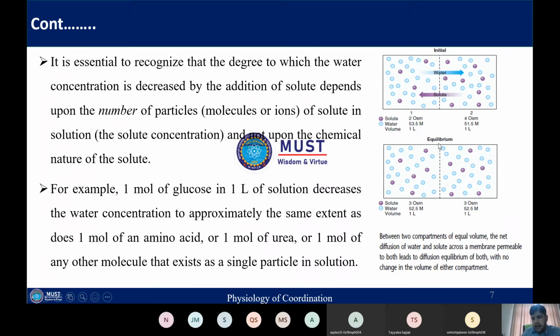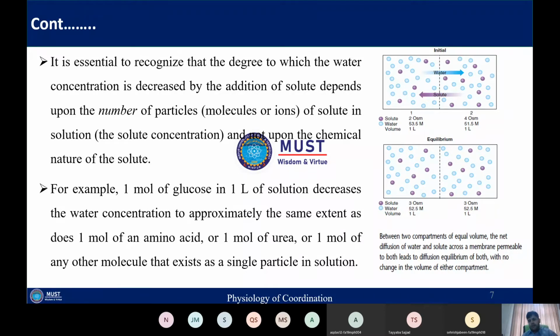At this equilibrium stage, there is no net movement. Both compartments have the same concentration of solute and the same concentration of water as well. Initially compartment 2 had a higher concentration of solute, so solute moves from compartment 2 to compartment 1. And when we talk about water, initially the water concentration is high in compartment 1 and low in compartment 2. So water will move from its higher concentration to lower concentration, and this movement will continue until the two compartments have equal water concentration, which is 52.5 in both cases. When the equilibrium stage is reached, no further movement of molecules will take place.